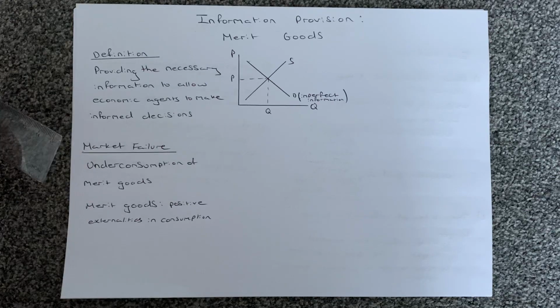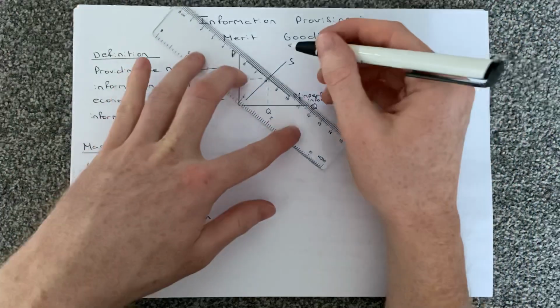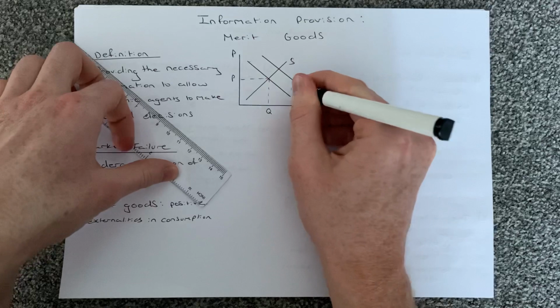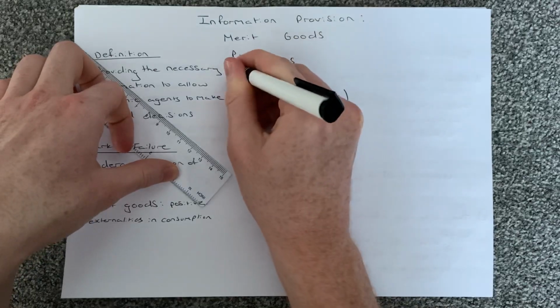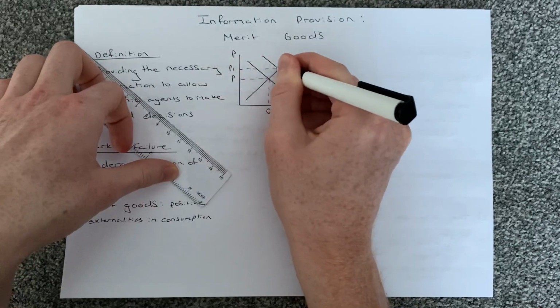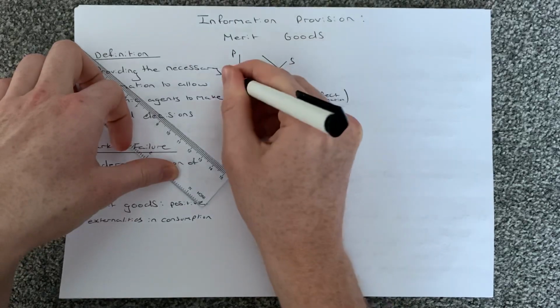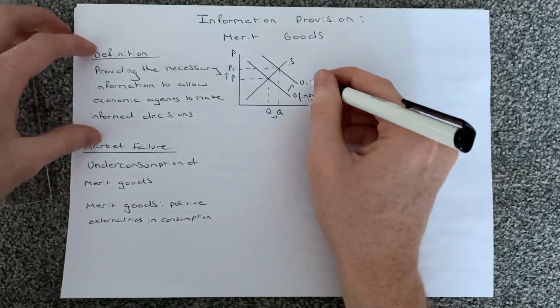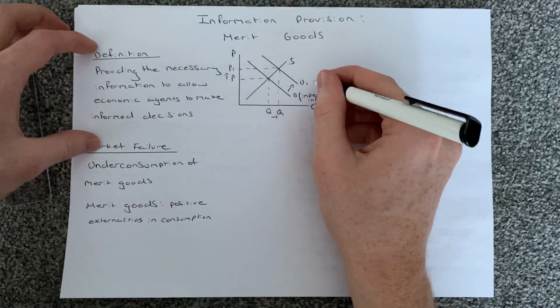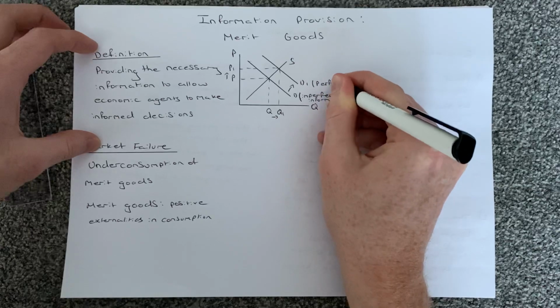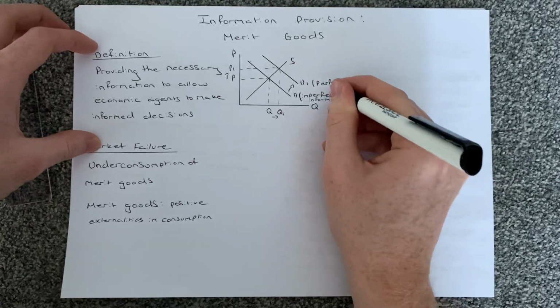However, if we now provide the necessary information to allow economic agents to make informed decisions, what would we expect to see happen to the demand curve? We would expect to see an outward shift of the demand curve, from D to D1, and we'll label our new equilibrium. Obviously this increase in demand from D to D1 is representative of perfect information.